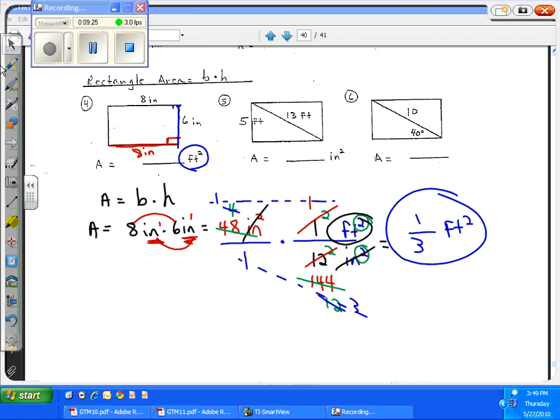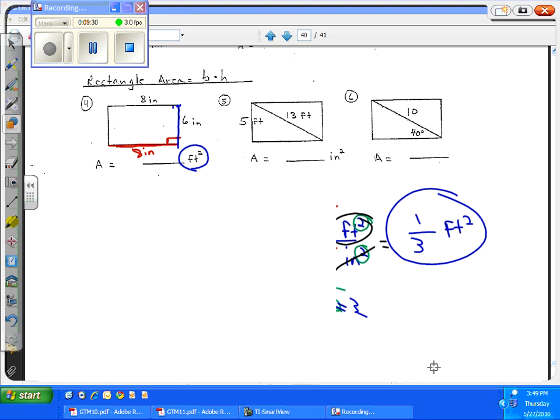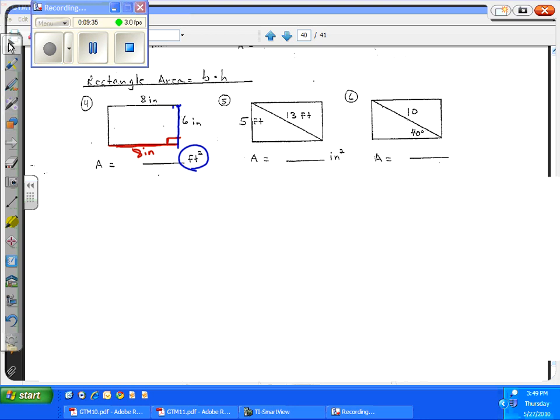Number 5. Number 5, we're talking about the area of a rectangle. The formula for area of a rectangle is base times height. So we get area equal base, which we don't know, times the height. The height is straight down from top to bottom, 5 feet. So we can't solve until we find the base.